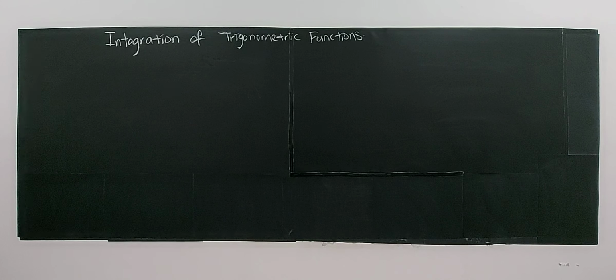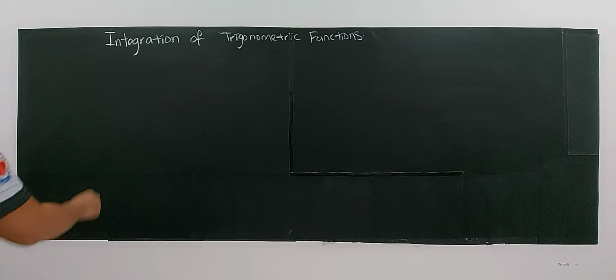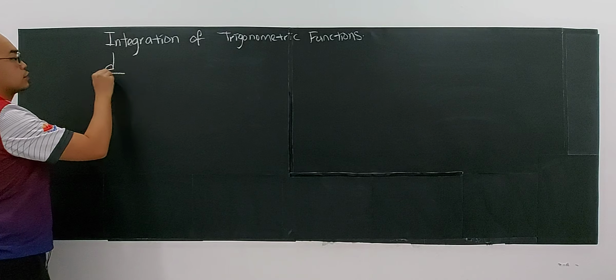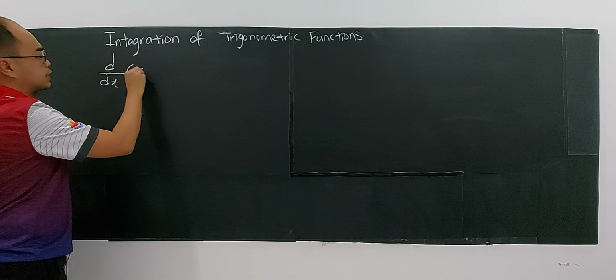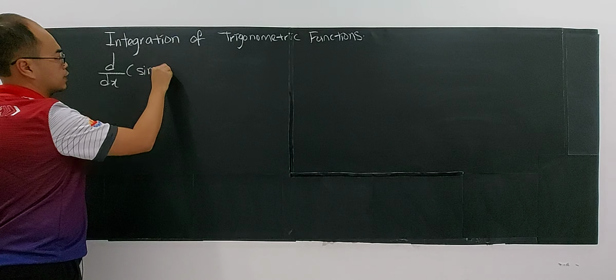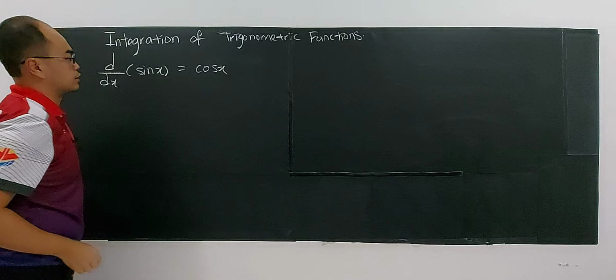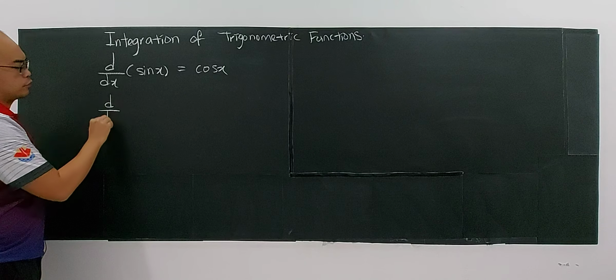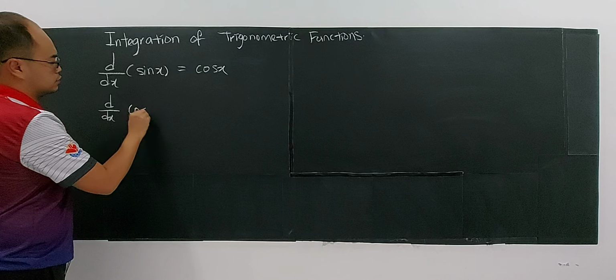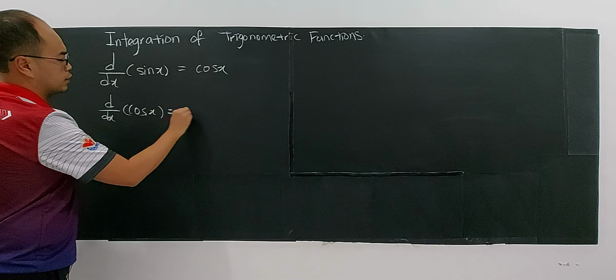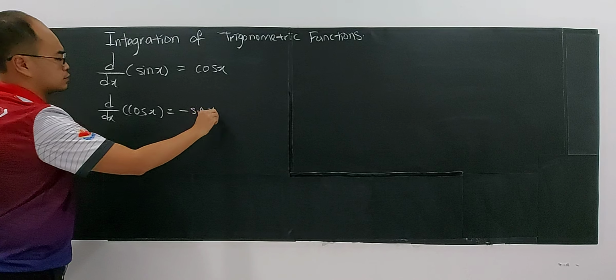Alright, we're going to introduce the integration of trigonometric functions. As you learned before, when you differentiate sine x, you get cos x. If you differentiate cos x, you get negative sine x.